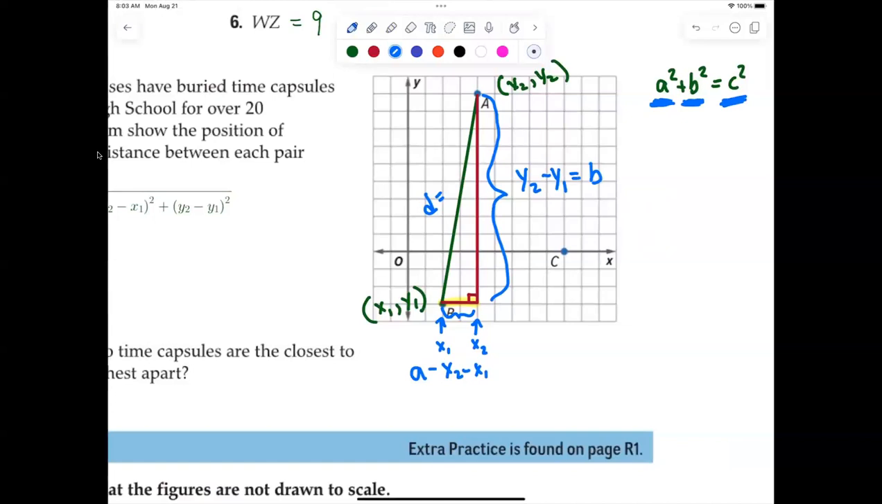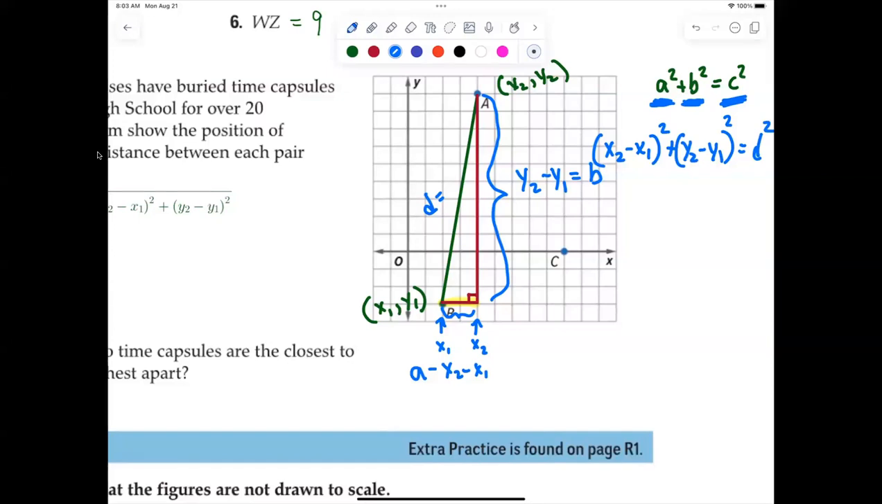So it's going to be x2 minus x1 squared plus y2 minus y1 squared equals d squared. All right. That is all it is.